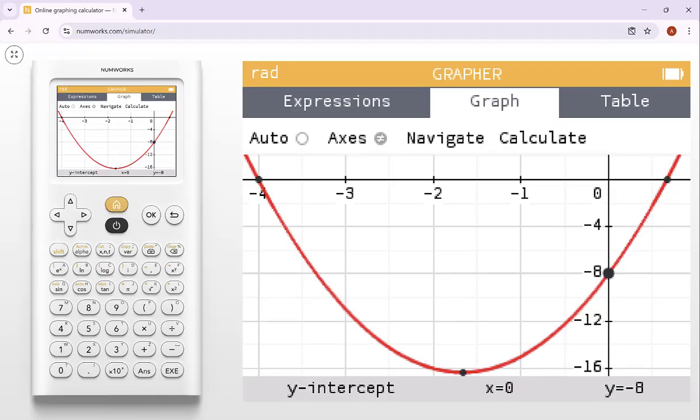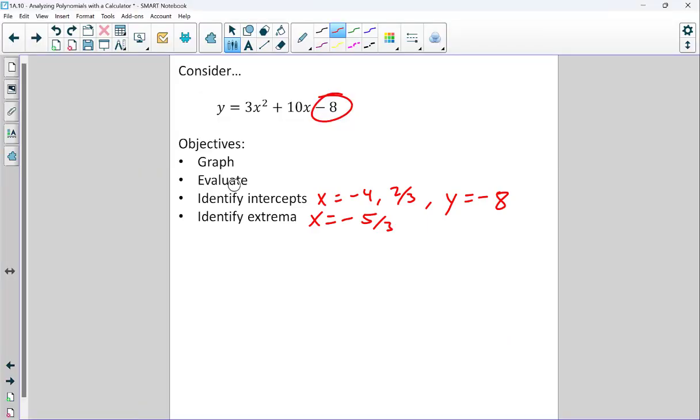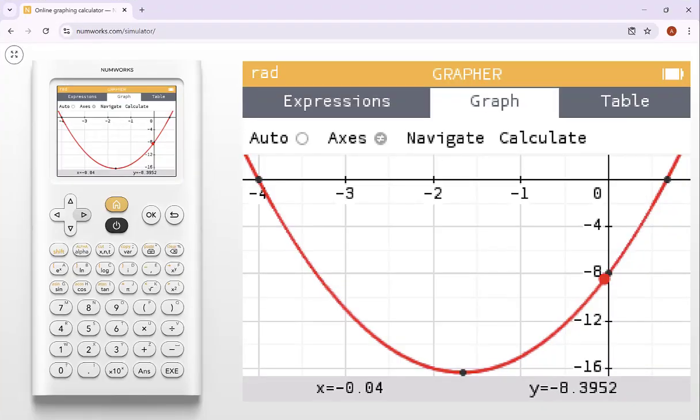So I've graphed it. It will automatically highlight maximums and minimums. It will automatically highlight x and y intercepts. You just have to scroll left and right to snap the cursor to the desired value. The only other thing we need to do is evaluate a function. So if I ask you what's f of 2, for example, I could type in 2 into the function and calculate it, but I have the graph.